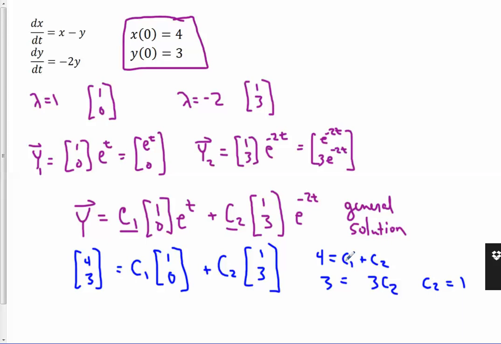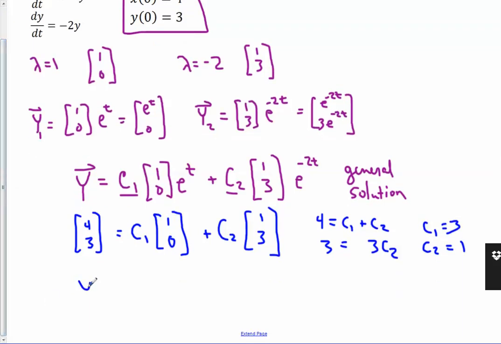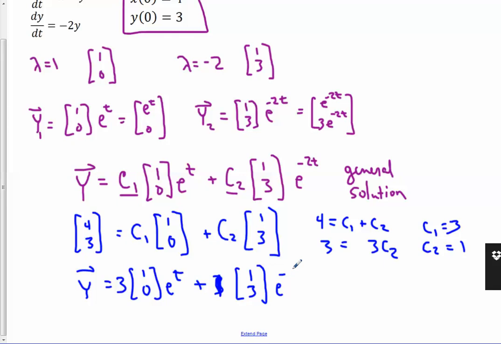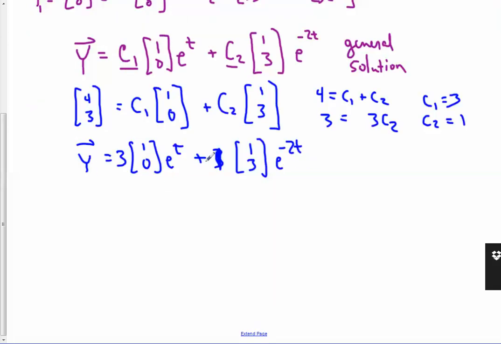And then if c2 is 1, I can see that c1 has to be 3. And so our final solution is y equals 1, 0, e to the t plus 3. Nope, sorry, 3 there, 1 here. 1, 3, e to the minus 2t. That's the solution in vector form.